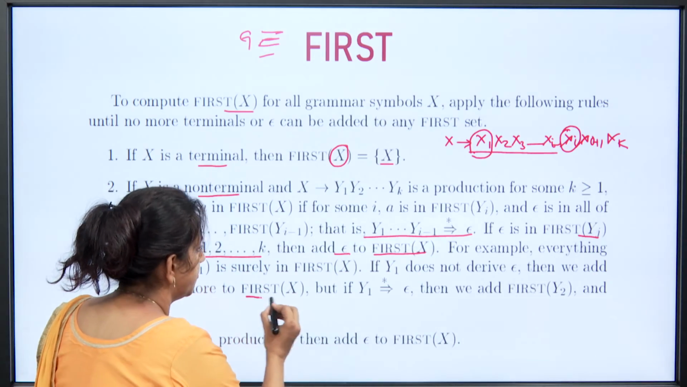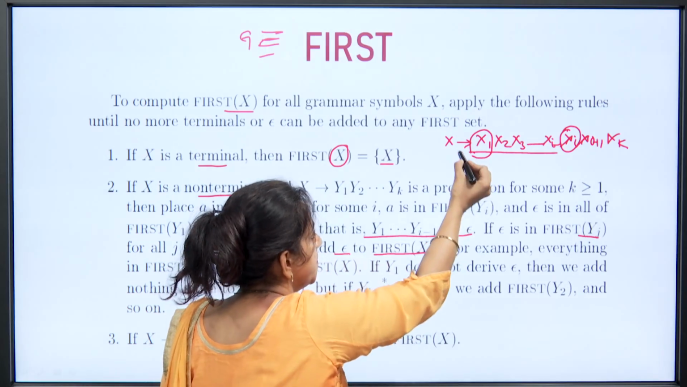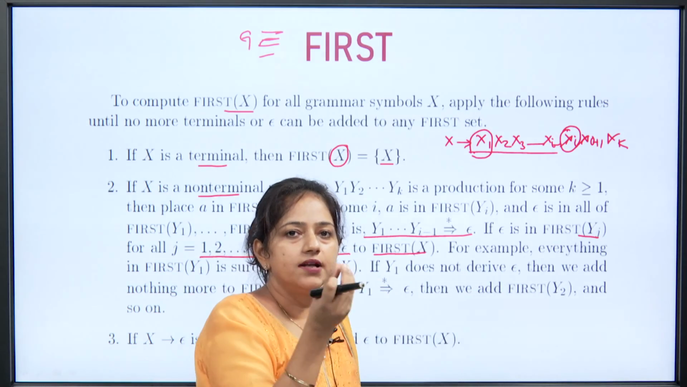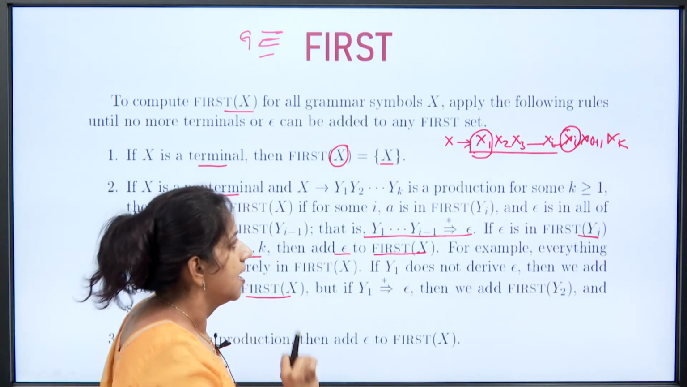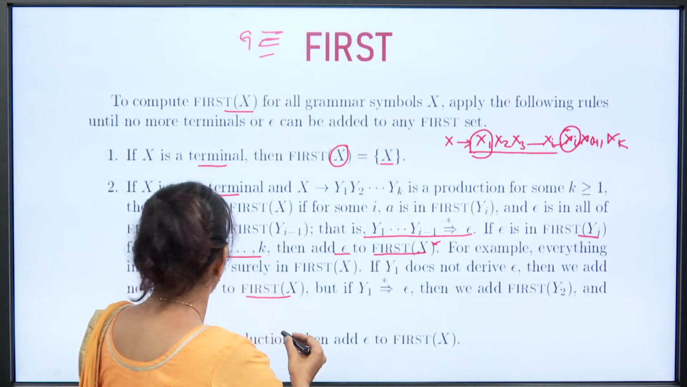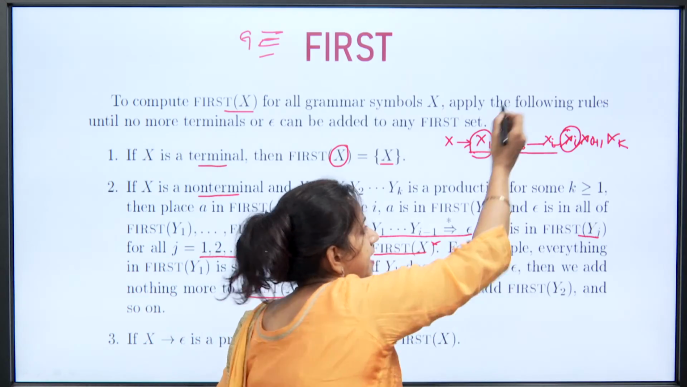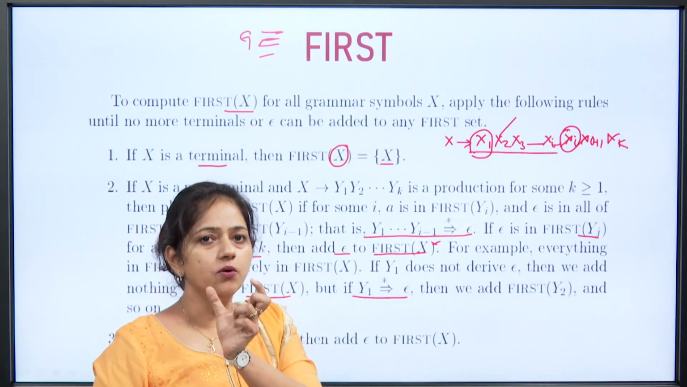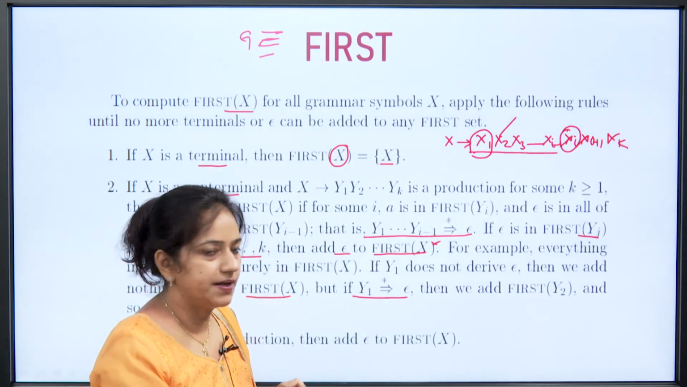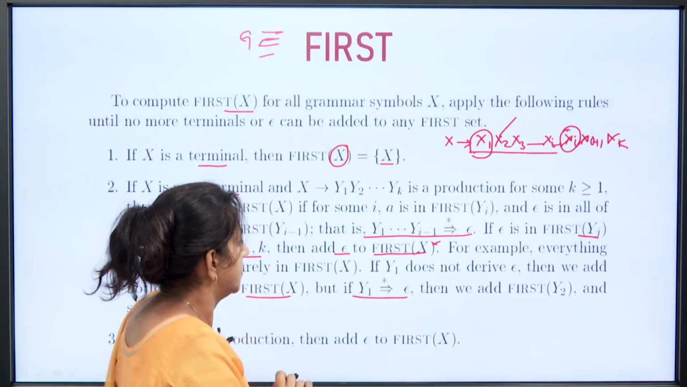Suppose we want to obtain first of X, and on the right hand side we have Y1 first. So, we will obtain first of Y1. We will get the derivable strings from Y1 and the terminals from every derivable string. That first terminal will be added in first of X. Now, suppose Y1 derives epsilon in 0 or more steps, in that case we will go to Y2 also. We will obtain first of Y2, get the starting terminal of the derivable strings, and that will also be added in first of X, and we will keep on doing this process.